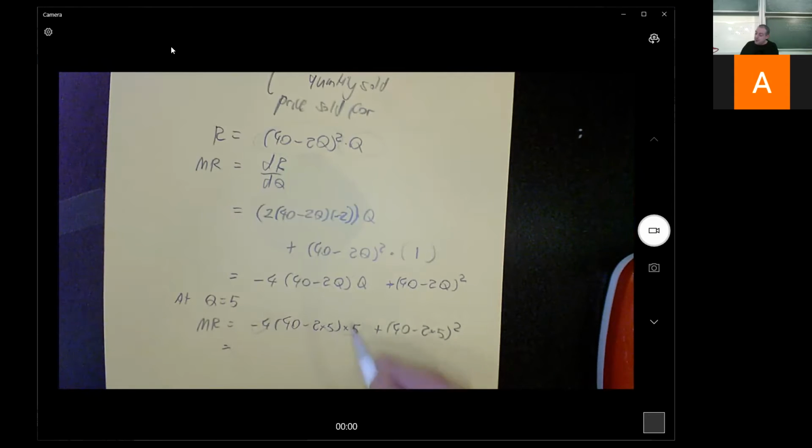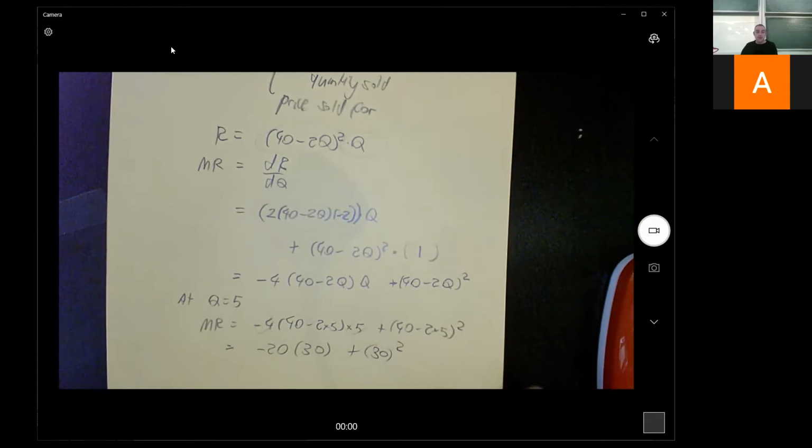The minus 4 times the 5 is a minus 20. The 40 minus, now 2 times 5 is 10, that's 30. And this is 30 squared. So I've got 900 minus 600, which will be 300. That's my guess at the answer, but I'm going to ask my calculator too.